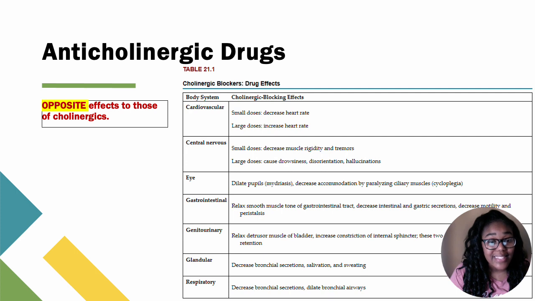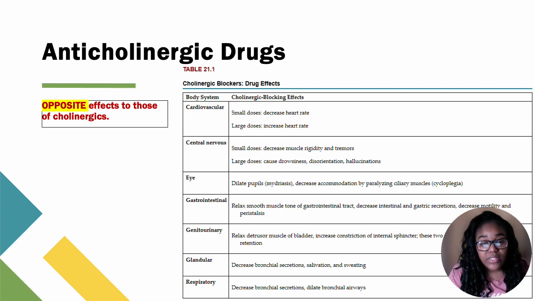Another way to discuss anticholinergic drugs is to say that they cause the opposite effect to those of cholinergics. So it's important to note with the cholinergic effects what happens when there's a small dose and what happens when there's a large dose, particularly when we talk about the cardiovascular system and the central nervous system. At small doses of an anticholinergic, we have a decrease in heart rate, which is the expected response. But at very large doses, we see an increase in heart rate.